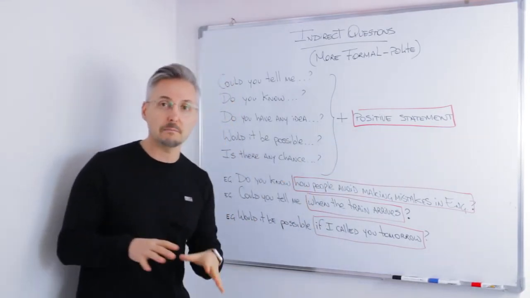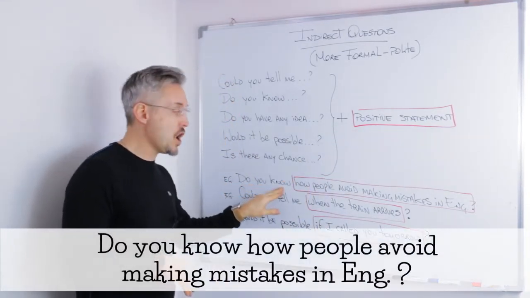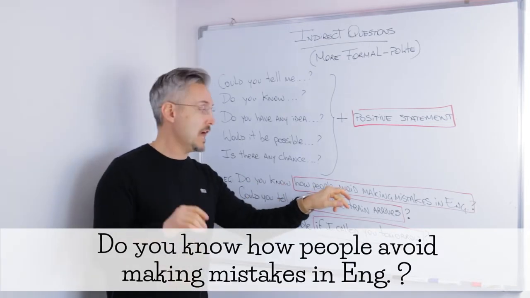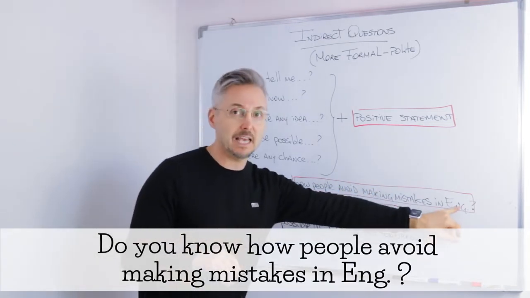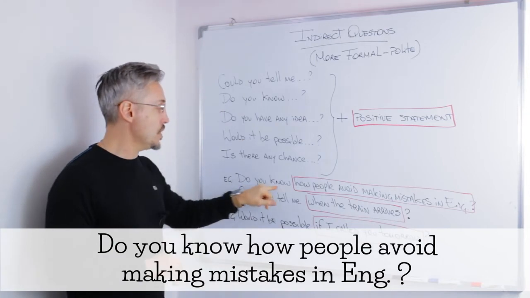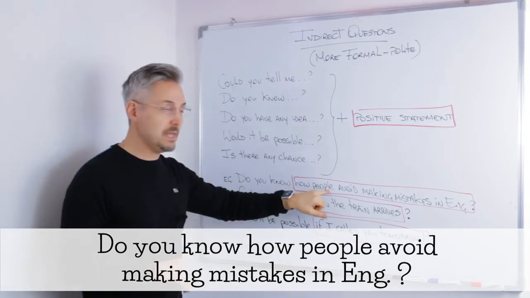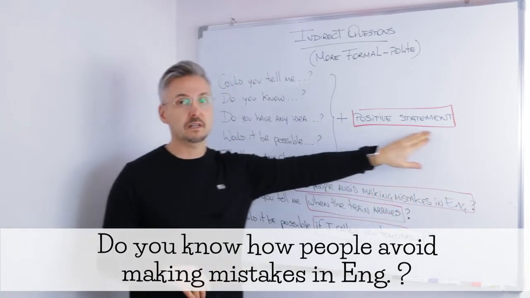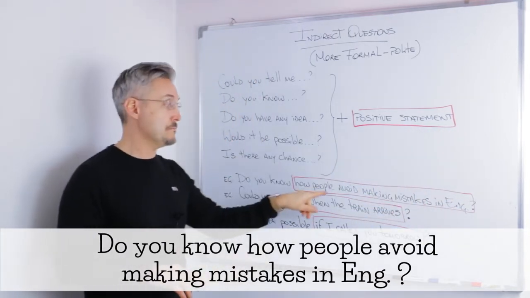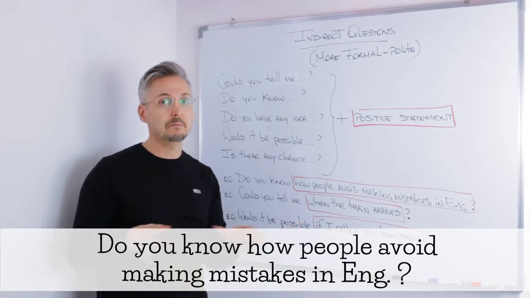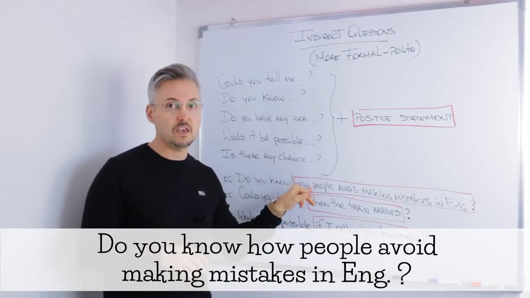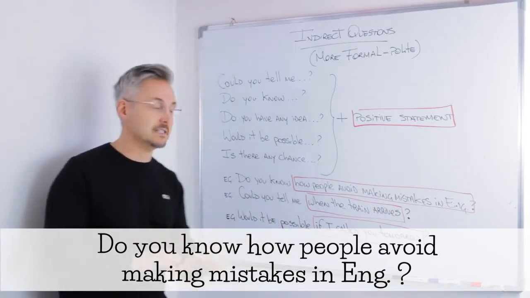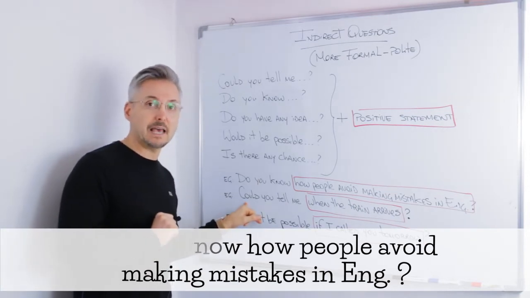Let's look at my examples. Do you know how people avoid making mistakes in English? So you can see, do you know is the question. How people avoid making mistakes in English is a positive statement. We don't make a question here. Many students make a question even here. No, is incorrect. Let's look at the second example.